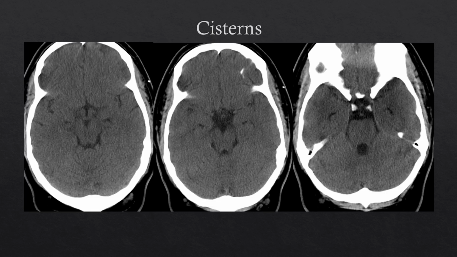We need to evaluate the cisterns for subtle amounts of hemorrhage and for signs of herniation. Here we have the quadrigeminal plate cistern, the ambient cisterns. We have the suprasellar cistern, the interpeduncular cistern, more of the suprasellar cistern, and the prepontine cistern. Now hemorrhage will layer dependently within the interpeduncular cistern and within dependent sulci. So if you want to detect small amounts of hemorrhage, look at the interpeduncular cistern.